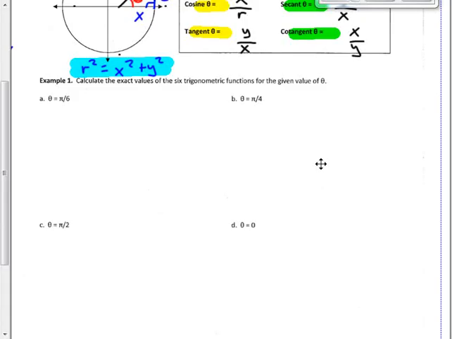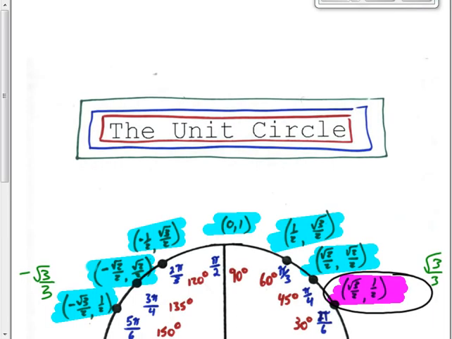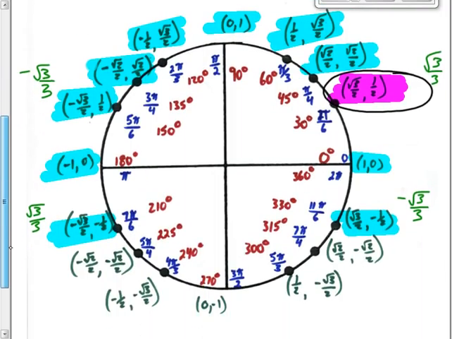Okay, let's finish off the rest of these problems. So we're looking at the same information, except that we're just doing the problems for it. Watch the previous video if you have questions about where these numbers are coming from. This problem looks at pi over 4.